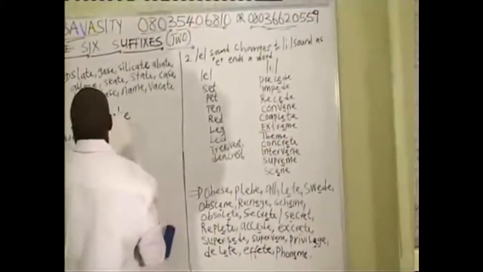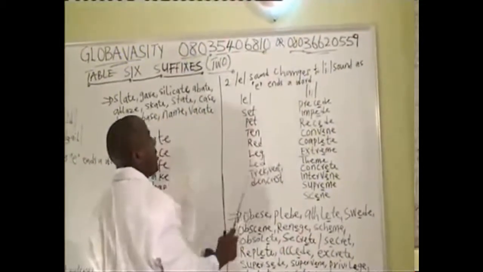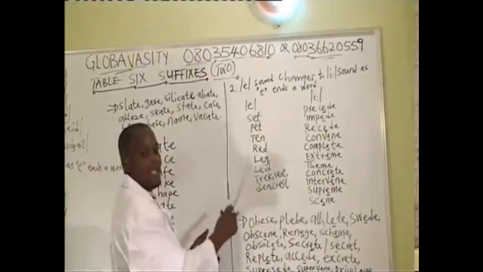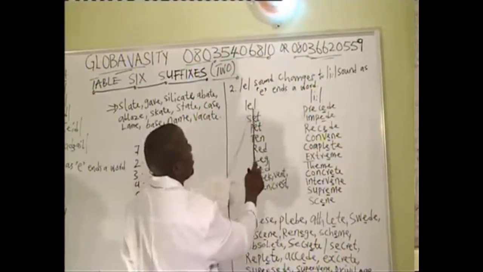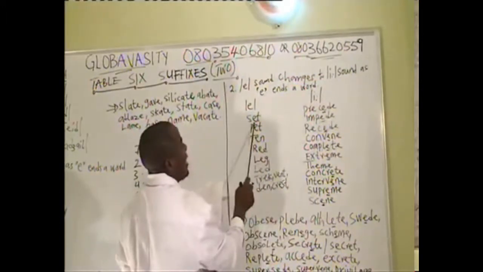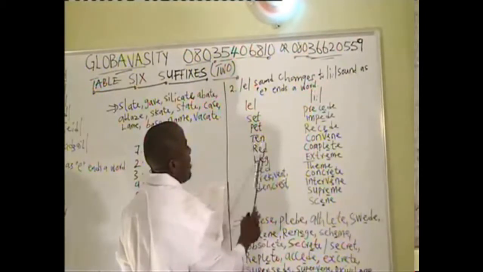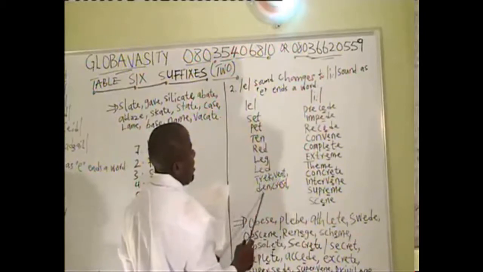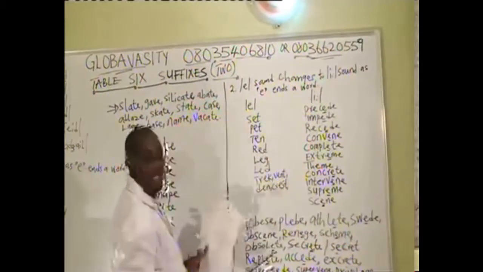Now, I told you A-E-I-O-U. What happens to E when E ends a word? The other one was what happens to A when E ends a word. We are taking the A-E-I-O-U. Now, what happens to E? The E sound here changes to what? Take for instance, let's read together. Fred. Leg. Send. Then. And what? Press. Is it clear? Yeah.